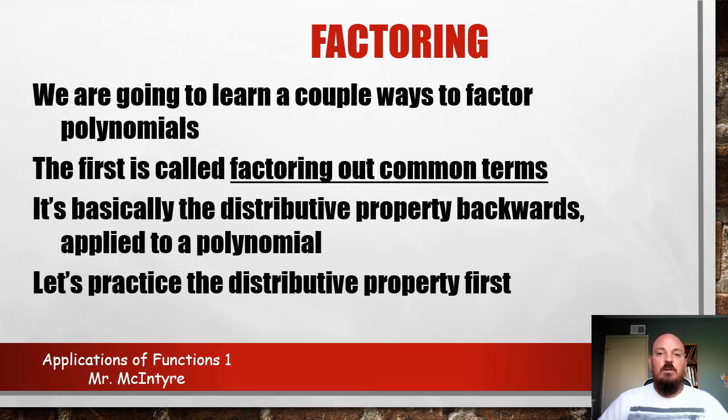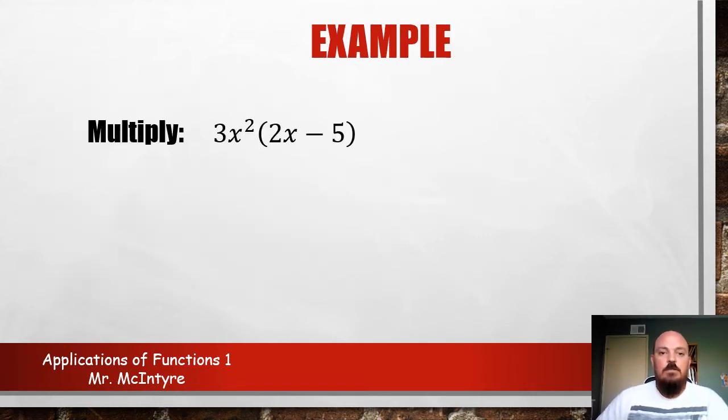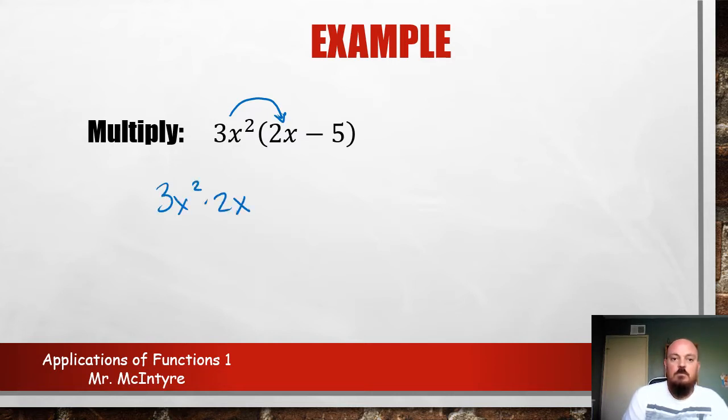So what I want to do is start off by practicing something we just did last week, a distributive property question, and then we can talk about how you might work it backwards. So let's start off with a very simple example. This isn't factoring yet. This is just multiplying. So we are going to use the distributive property, and we're going to multiply the 3x squared times the 2x, and then we're going to multiply the 3x squared times the negative 5.